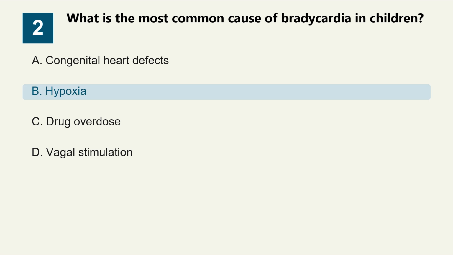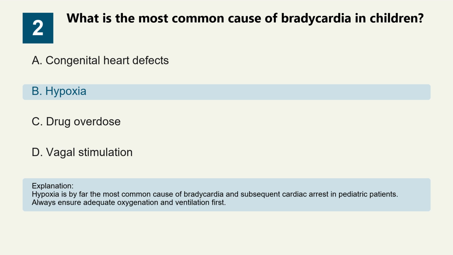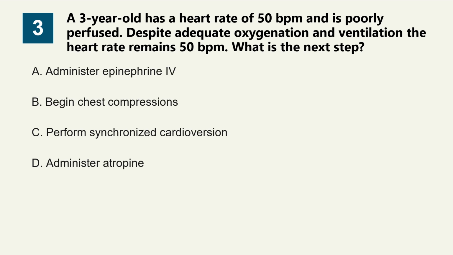The correct answer is option B. Hypoxia. Hypoxia is by far the most common cause of bradycardia and subsequent cardiac arrest in pediatric patients. Always ensure adequate oxygenation and ventilation first. Question 3. A 3-year-old has a heart rate of 50 bpm and is poorly perfused. Despite adequate oxygenation and ventilation, the heart rate remains 50 bpm. What is the next step?